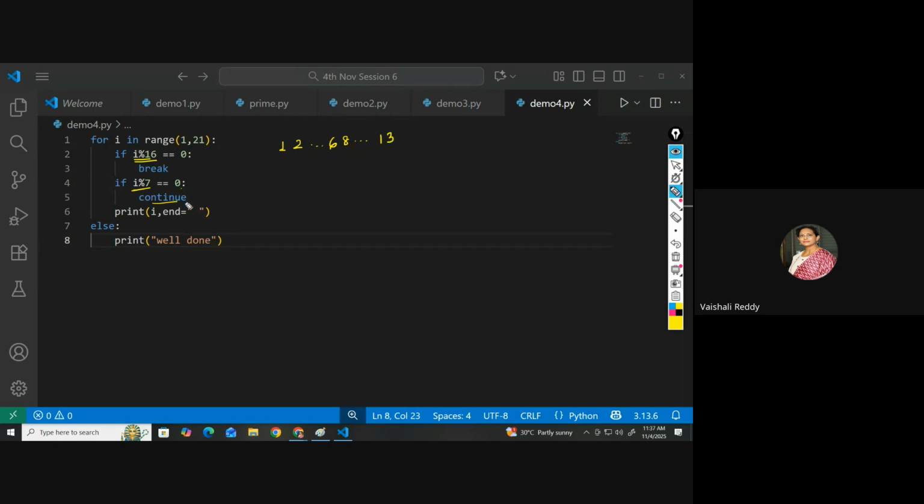14 is divisible by 7, so 14 will not be printed. So it will move ahead. Then 15 will be printed. Then 16, for 16, it's a break. So break means throw out of the for loop. So 16 will not be printed. And since we did not reach completion, I did not reach 20, this else part will not get executed. So this will be the output. If everybody has understood this, can you please press the thumbs up?